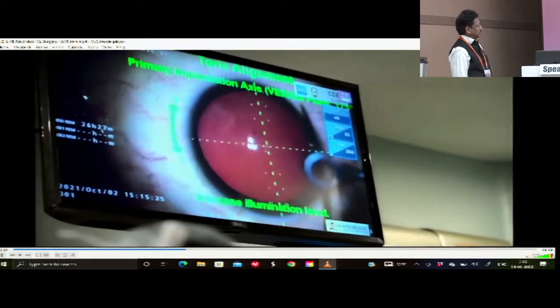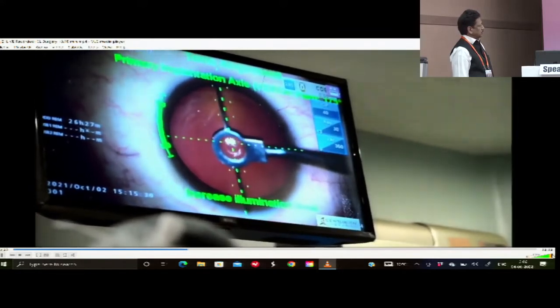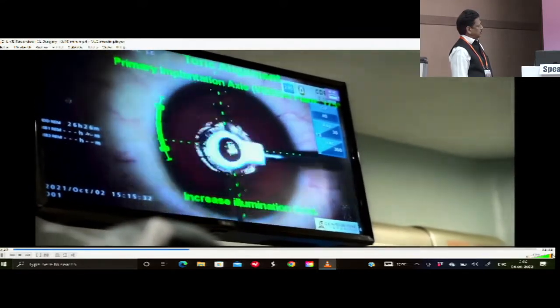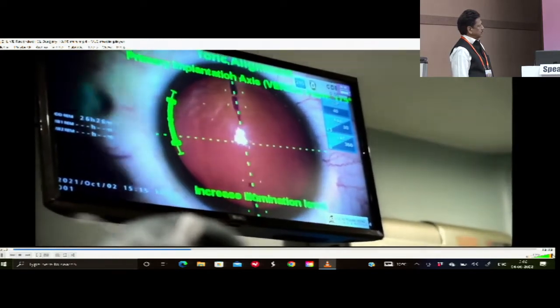Light में देखो जरा भैया, थोड़ा सा, हाँ. So this is where my axis is. Okay, उसको हटा दें.